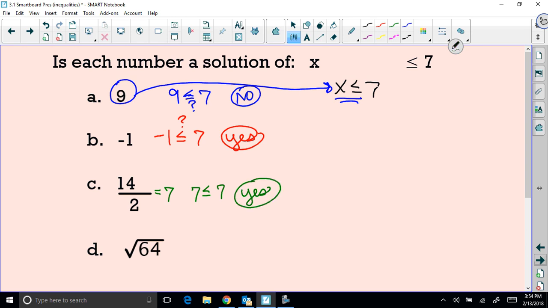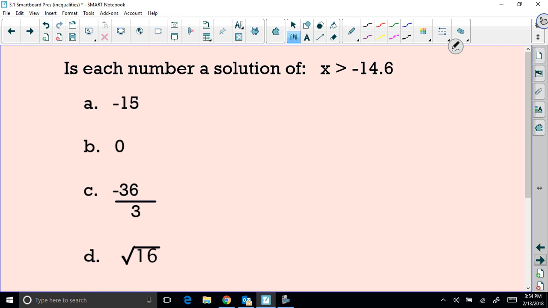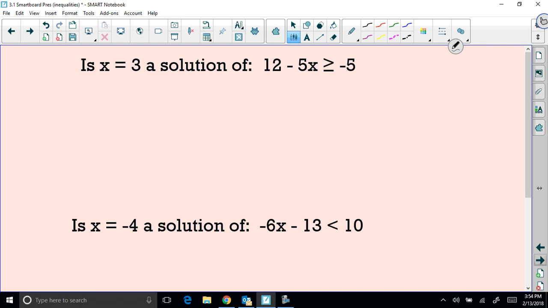And then lastly, square root of 64. If you do that on your calculator in simplified form, that's an 8. So the question is, is 8 less than or equal to 7? No, it's not. So that cannot be a solution. And so that's what you're going to be doing on the first part of your homework. I'm going to give you a number and I'm asking if it's a solution. And so that means you're going to plug that into your x in your inequalities. Okay, we're going to skip that one. We're going to look at the next one.